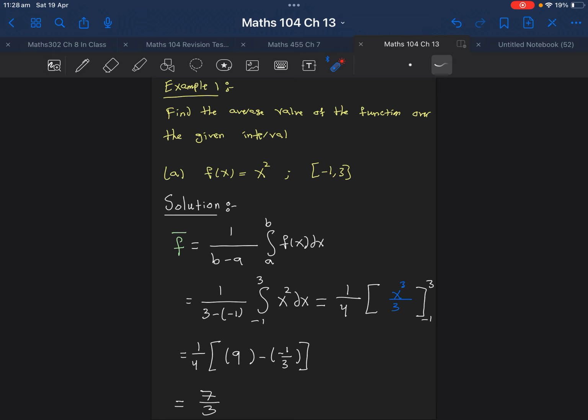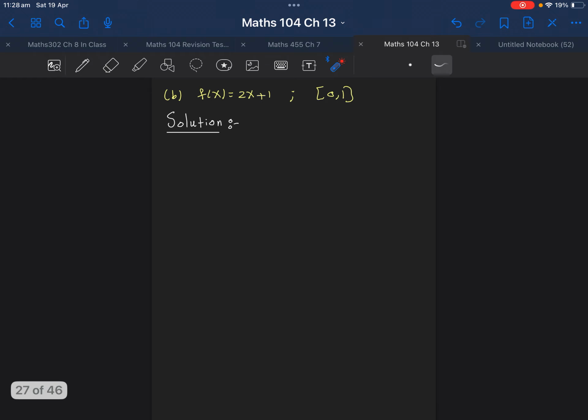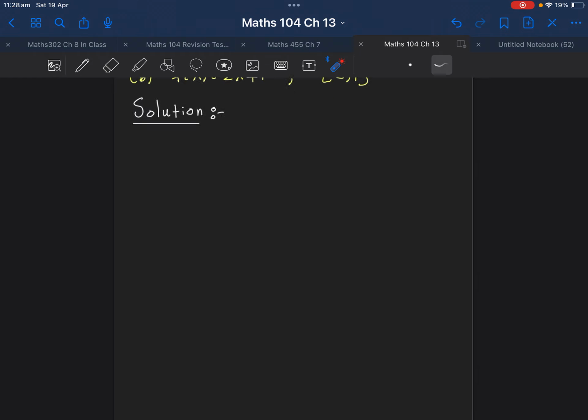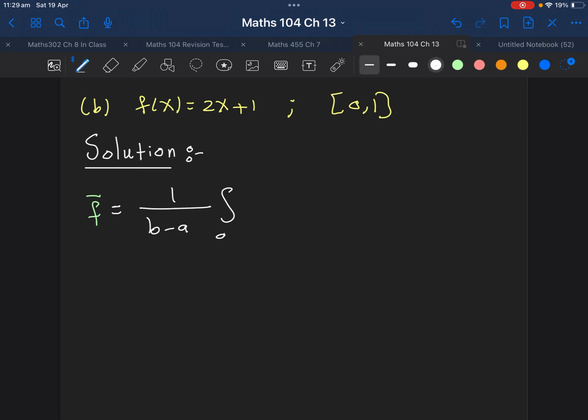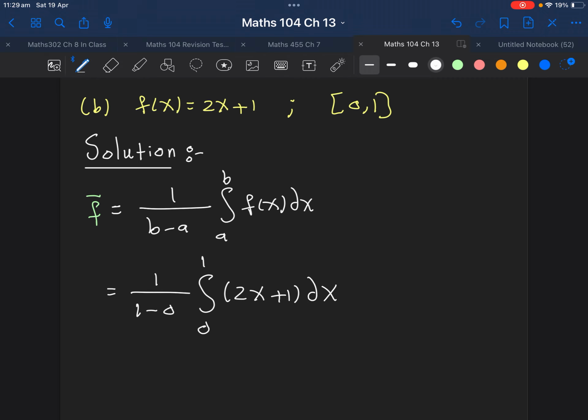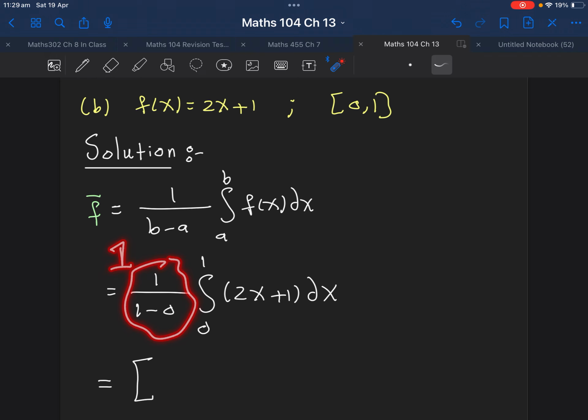Let's see another example where we again need to find the average value given such an interval. We have this one here, and I will do the same thing. First step, I will just write the definition: 1 over b minus a, integral from a to b, f of x dx. Now b minus a is 1 minus 0, from 0 to 1, and then I have 2x plus 1 dx. Of course, this one is just 1.